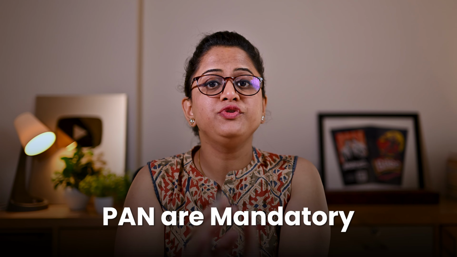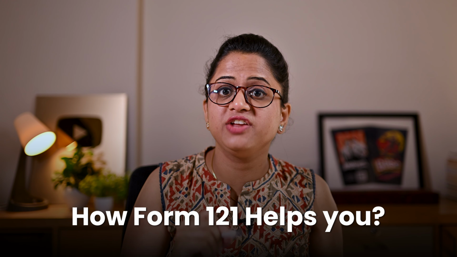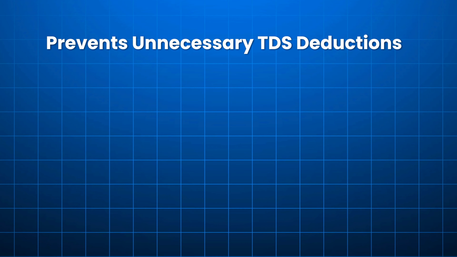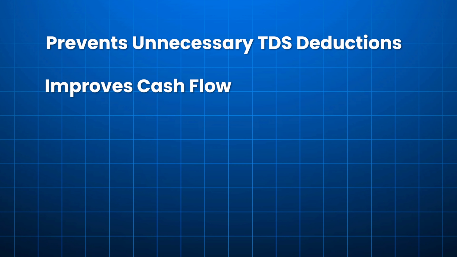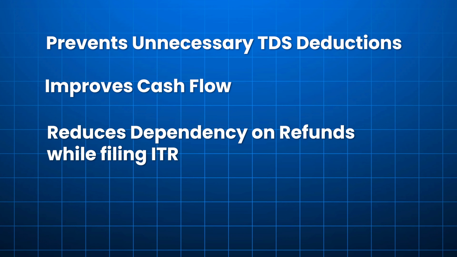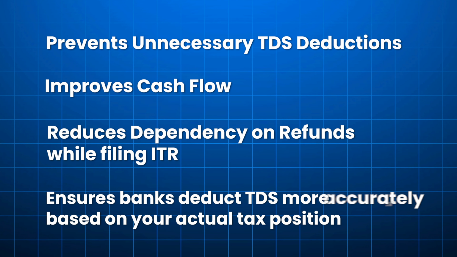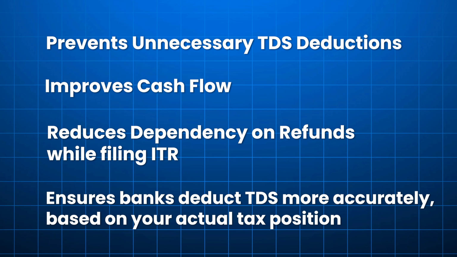But one thing is common, that is, PAN is mandatory. If you do not submit your PAN, the bank will deduct your TDS at 20%. So now you may ask how Form 121 is helpful for you. Basically, it prevents unnecessary TDS deductions, it improves your cash flow as you get full credit of your interest, it reduces dependency on ITR refunds, and it ensures that the bank deducts your TDS based on your actual tax position.